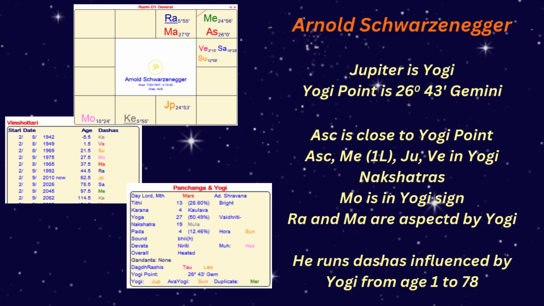Additionally, the Moon, Rahu, and Mars are all also influenced by Jupiter, either through sign ownership or aspect. This creates a highly supportive environment for wealth, success, and prosperity in his life. Arnold's chart runs the dashas of Jupiter influenced grahas from the age of 1 to 78, which further reinforces the positive impact of the yogi. As you can see, Schwarzenegger's chart is a perfect example of how a well placed yogi can lead to an overall positive effect, boosting wealth, success, and accomplishments throughout one's life.